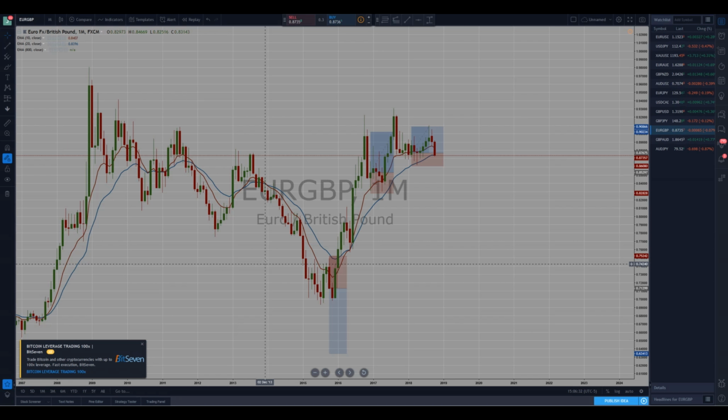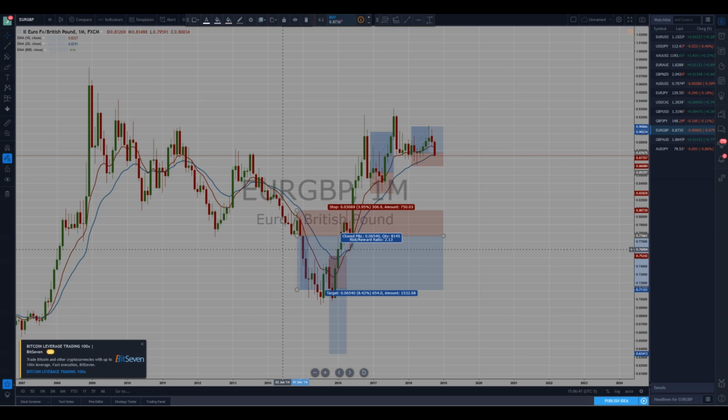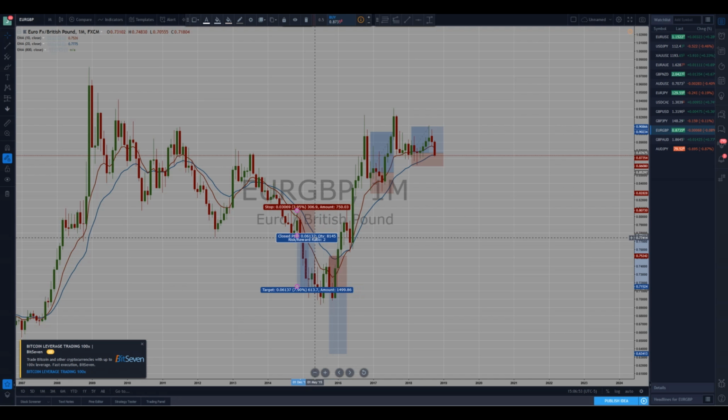Next example is going to be this bearish engulfing candle right here. So we're going to set our stop loss above those wicks, set our take profit for a 2 to 1. There's that. And one more example.